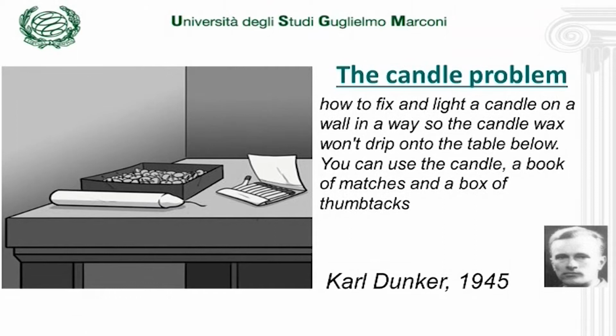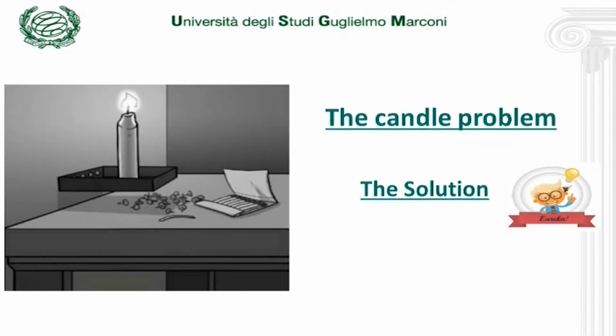You can see here the elements. You have to put the candle on the wall in a way so the candle wax doesn't drip onto the table below. You can use, of course, the candle, a book of matches, and a box of tacks. Here you have to solve this problem. So here is the solution: you use the box as a tool, exactly as the other tools.